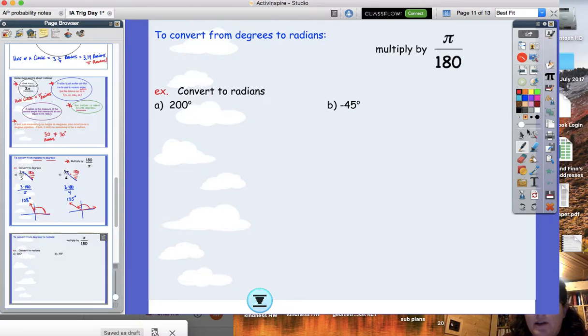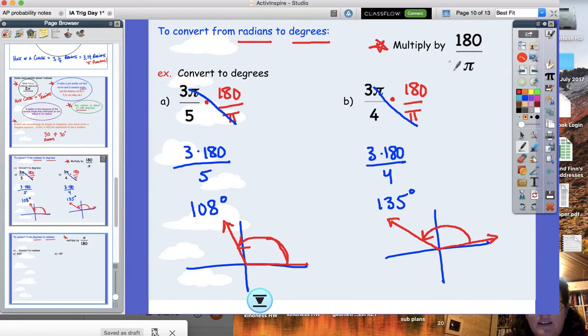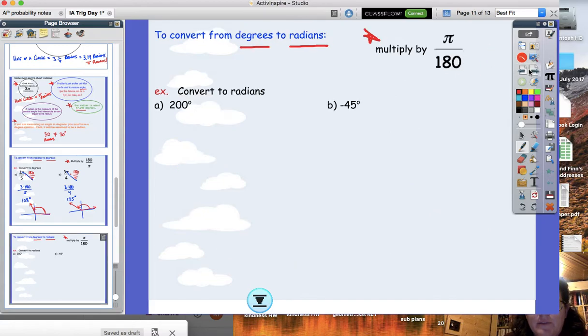Okay, now if I want to go the other direction and go from degrees to radians, I'm going to multiply by pi over 180. So stop this and write this down. You'll notice that it's like the exact reciprocal of this. So now the pi is on top and the 180 is on the bottom. And again, this is if you want to go from degrees to radians.